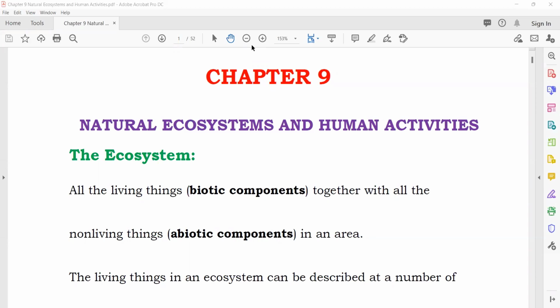So today the chapter 9 questions. Before going to the questions, we're going to have a quick review of chapter 9, like a revision for chapter number 9. Then we go for the past paper question. In this chapter, we talk about the natural ecosystem and the human activities, how the human activities are affecting the natural ecosystem.